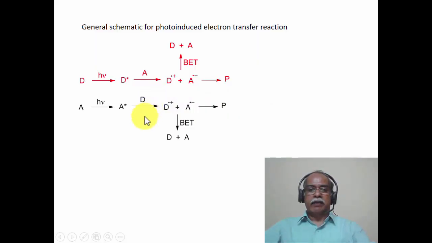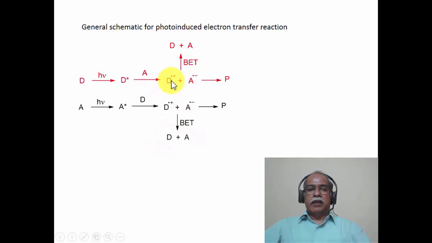Now in the second scheme, instead of a donor, an acceptor molecule is excited, and the excited state acceptor molecule accepts an electron from the donor when it encounters an electron-rich molecule. In the process of donation of an electron, the donor becomes the cation radical, and by absorbing the electron, the acceptor becomes the anion radical. The donor cation radical and acceptor anion radical that are produced can go to the product by means of chemical reaction, or they can simply undergo the back electron transfer reaction once again, producing the donor and acceptor back, which is an energy wasting process.